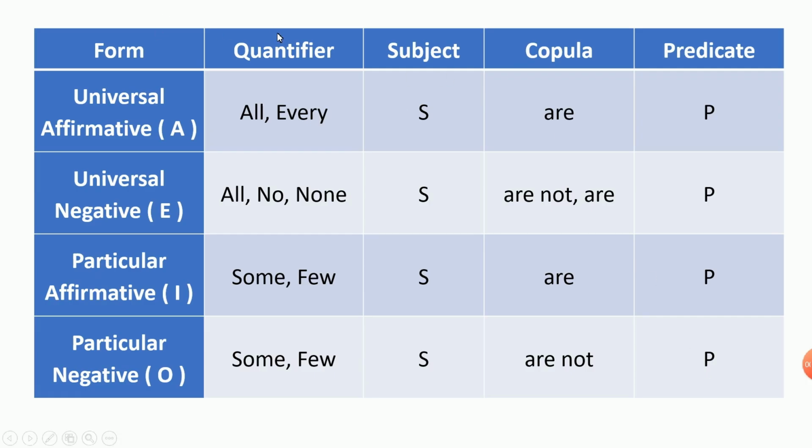So this is the form: quantifier, subject, copula and predicate. For universal affirmative, all and every are the quantifiers. S is the subject, P is the predicate, and the copula is are. So all S are P, every S is P. That's how the statement would be. And for universal negative, there is no and none. When all comes here for the negative, it is with not.